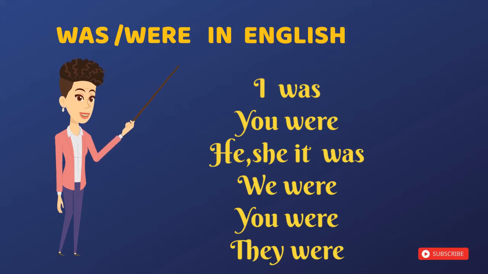Was, were in English. The affirmative forms are the following. I was, you were, he, she, it was, we were, you were, they were. Estas formas se traducen en español como yo era, estaba o estuve, tú eras, estabas o estuviste. Es el pasado del verbo ser o estar dependiendo del contexto.